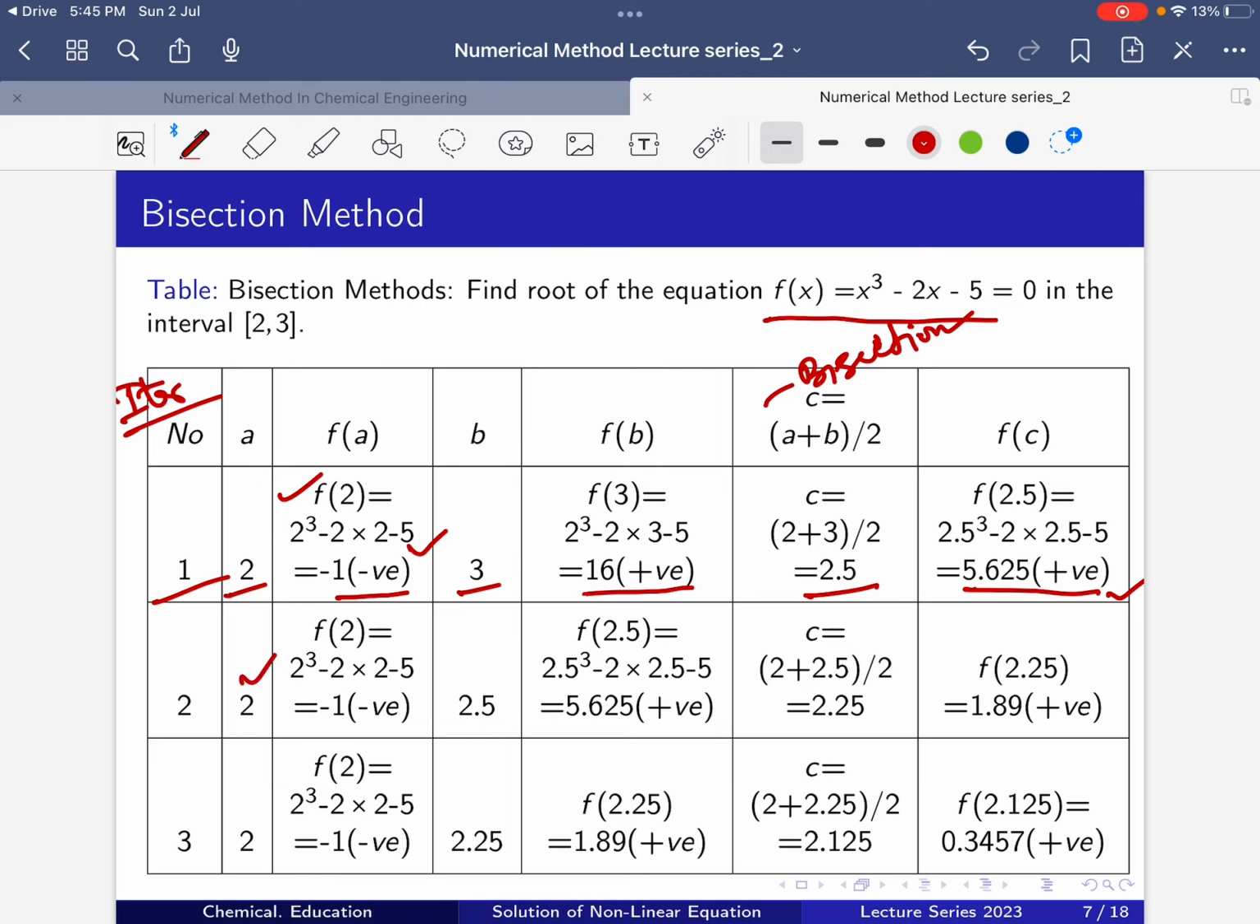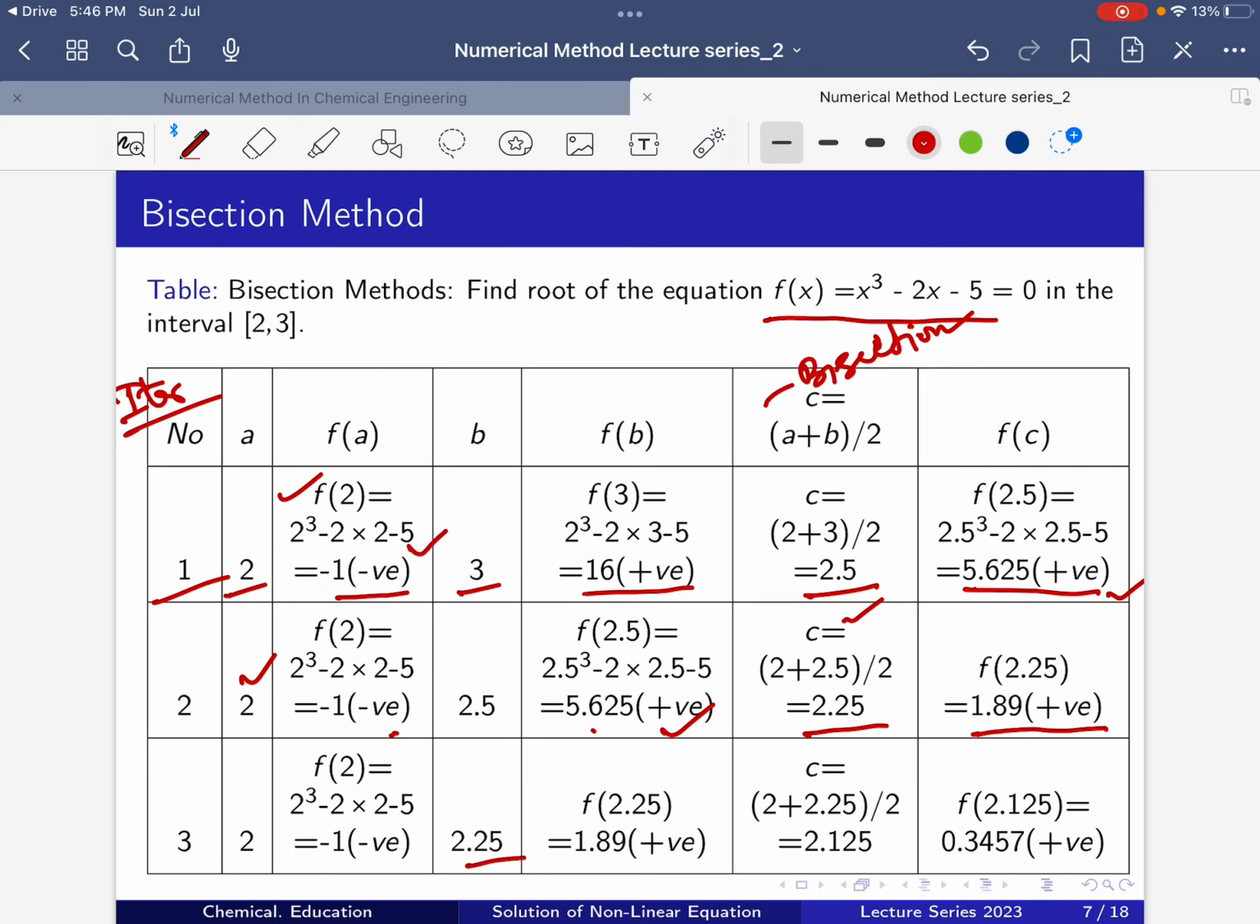Again, at 2 the function value is negative, at 2.5 it is 5.625, positive. So the midpoint of that two-value interval is (2 plus 2.5) by 2, so that is 2.25. Again at 2.25, that will give 1.89, again a positive value. So this c gives a positive value of the function, a, that is 2, gives a negative value, which means opposite sign. So root lies between 2 and 2.5.